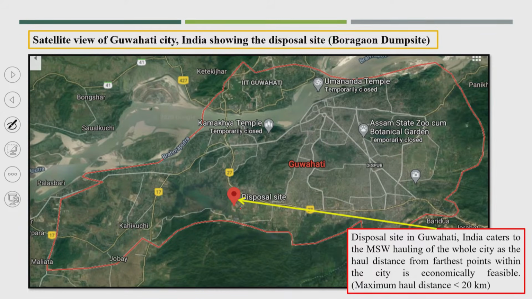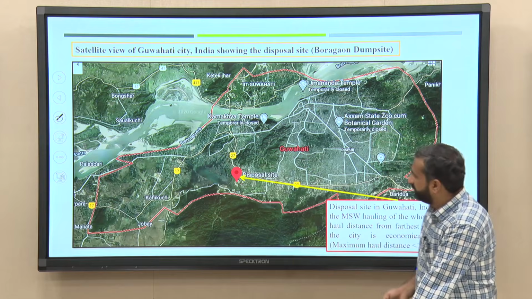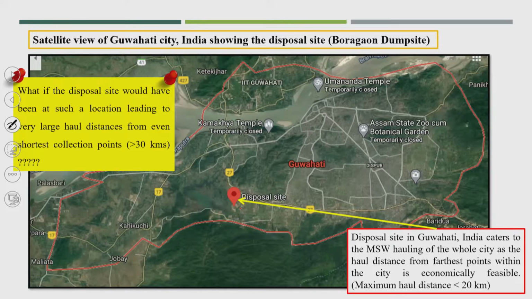But now the problem is that this location is very close to one of the lakes, a very well known lake. The city corporation is looking for a different landfill site. Okay. But now suppose the disposal site were located in such a location where the shortest collection point could be more than 20 kilometers.